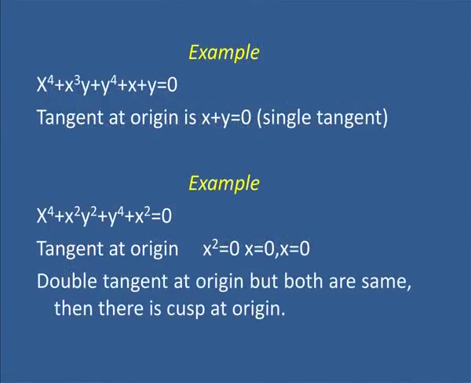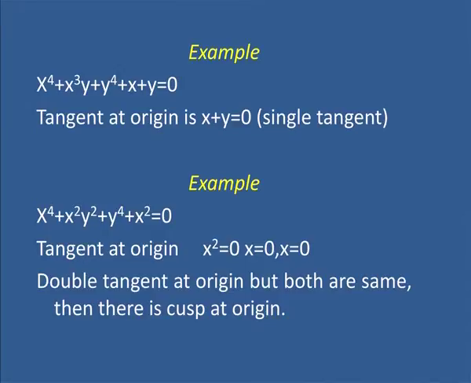Example 1, x to the power 4 plus x to the power 3 y plus y to the power 4 plus x plus y is equal to 0. This equation has the lowest degree term as x plus y. If we equate it to 0, the tangent at the origin is x plus y is equal to 0.